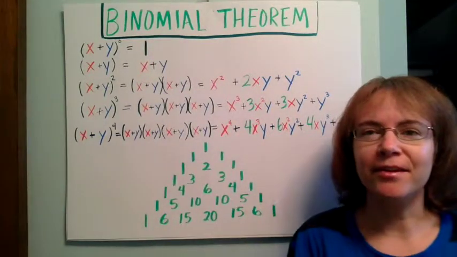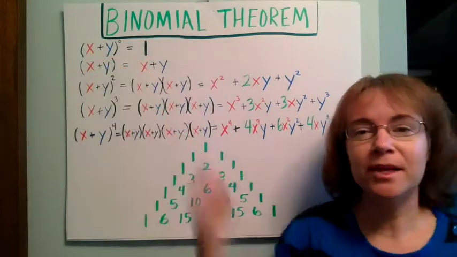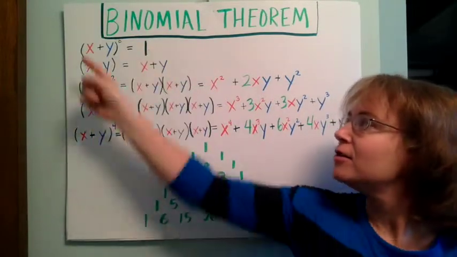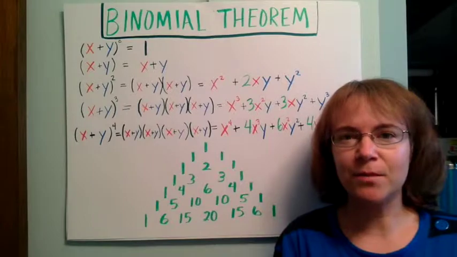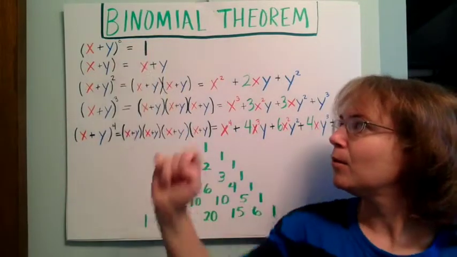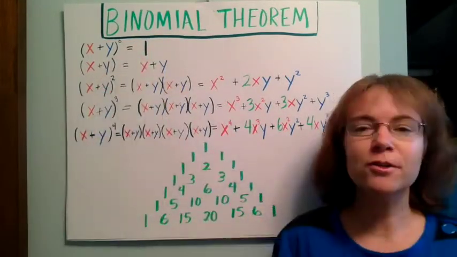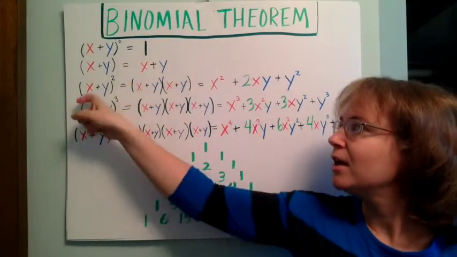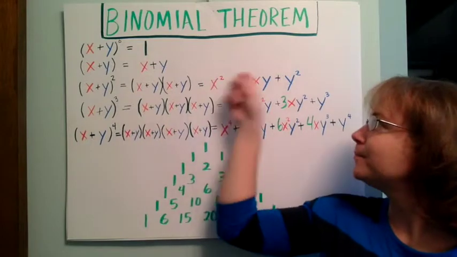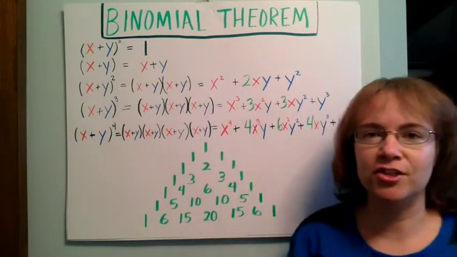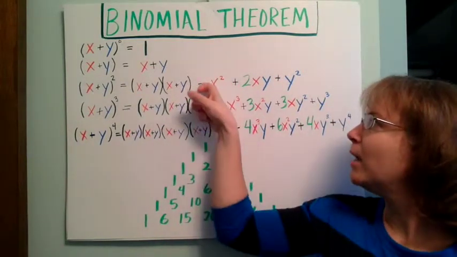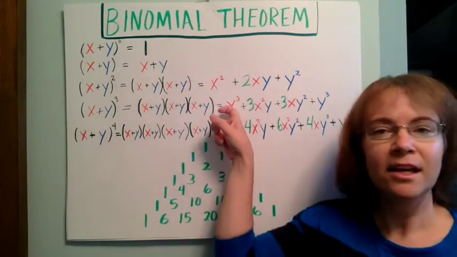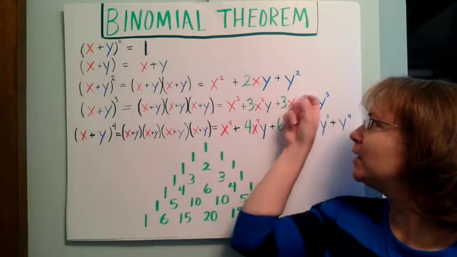The binomial theorem. So when we're looking at binomials and we take them to powers, interesting patterns occur. For example, if we take x plus y to the 0 power, we get 1. X plus y to the first power, we're just going to get x plus y. But then as we move on down, x plus y squared, we can see symmetry starting to develop. So if we look at just the coefficients, a 1, a 2, a 1. Here we have a 1, 3, 3, 1.